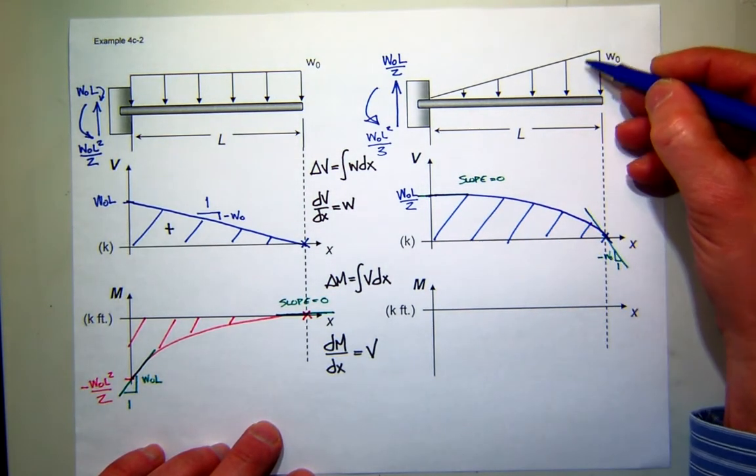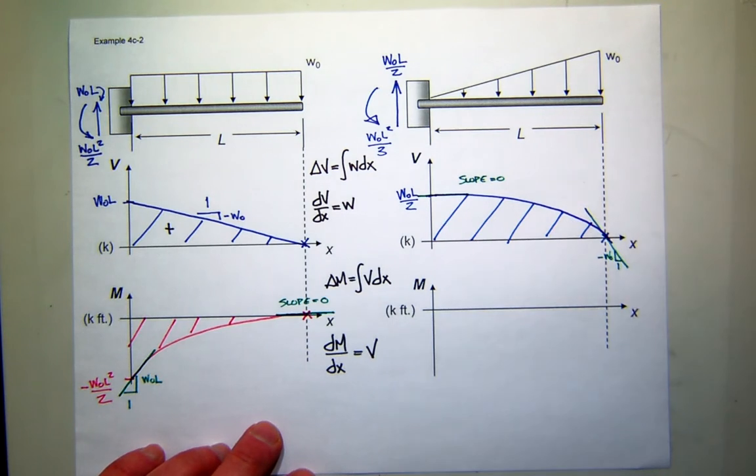The load is linear, the shear is quadratic. So what's the moment diagram going to be? What order of the curve will it be? Third, yeah, cubic.